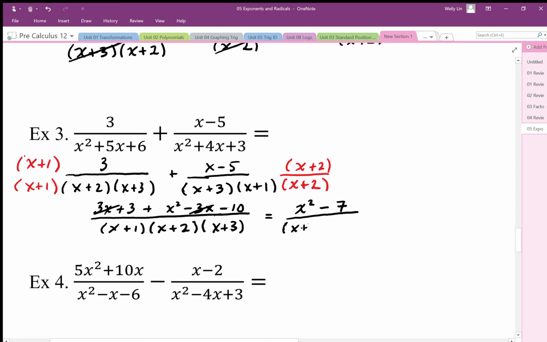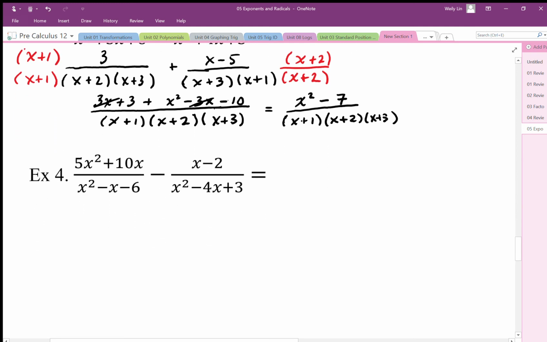x plus 1, x plus 2, x plus 3. Okay, and I forgot to state my restrictions, but since I'm not canceling anything, it's pretty easy to find my restrictions. My restrictions are going to be x not equal to 1, not equal to 2, and not equal to 3, which is all the factors in my common denominator.